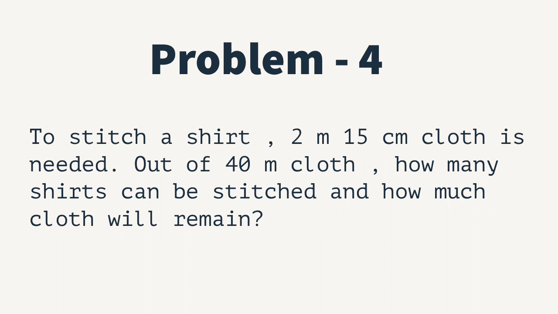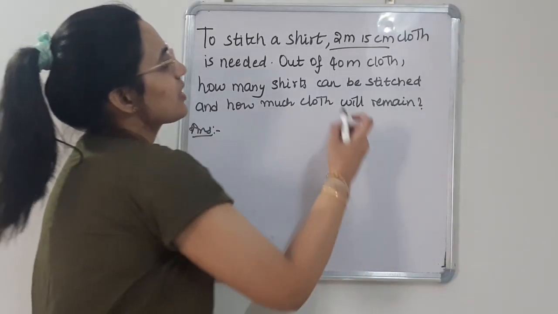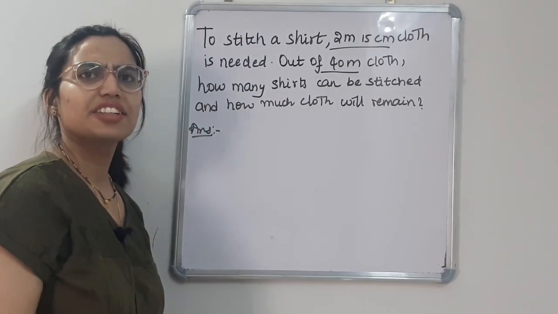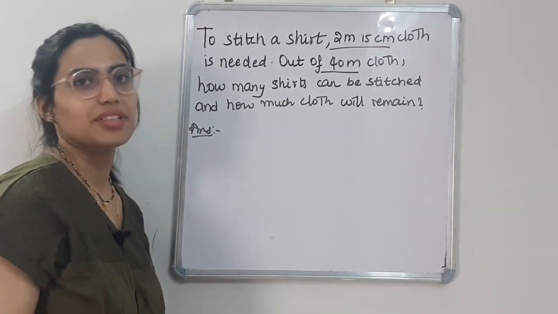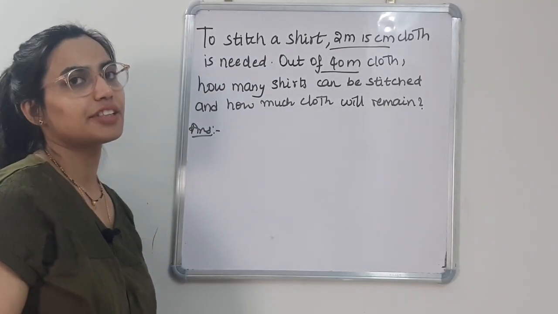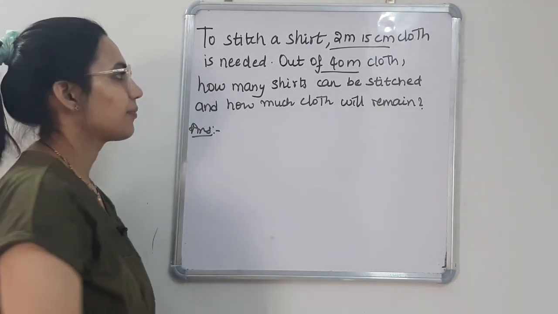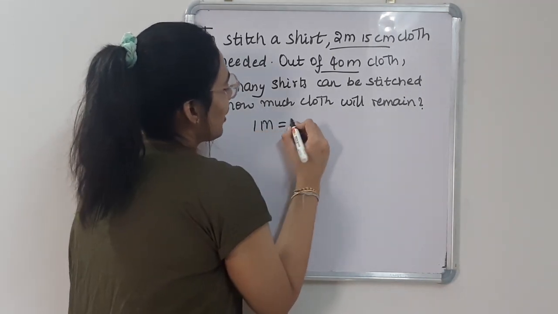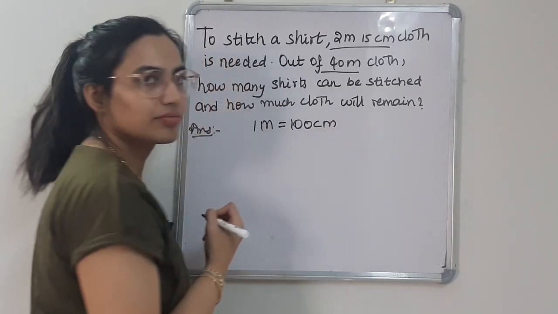Now, the next problem, and the last problem of the video, is: to stitch a shirt, 2 meters 15 centimeters of cloth is needed. Out of 40 meters of cloth, how many shirts can be stitched and how much cloth will remain? Right. So now again we are seeing different units here. Let's convert to a very easy unit, that is centimeters, because meters can be easily converted into centimeters by multiplying. We know that 1 meter is equal to 100 centimeters, right?